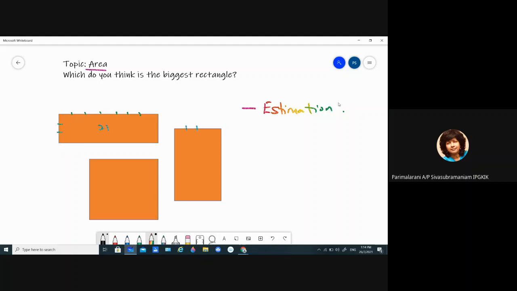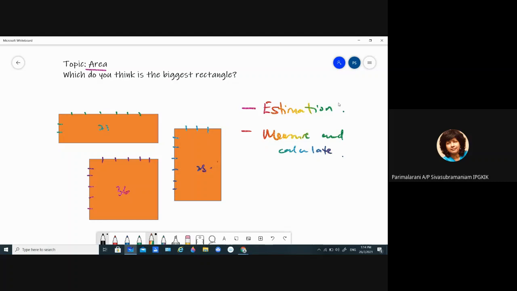This one is 7 by 4, and 7 times 4 is 28 square centimeters. This one could be 6 by 6, maybe 36 square centimeters. So this is the estimation. We can ask them to estimate, and then later we ask them to measure and calculate.